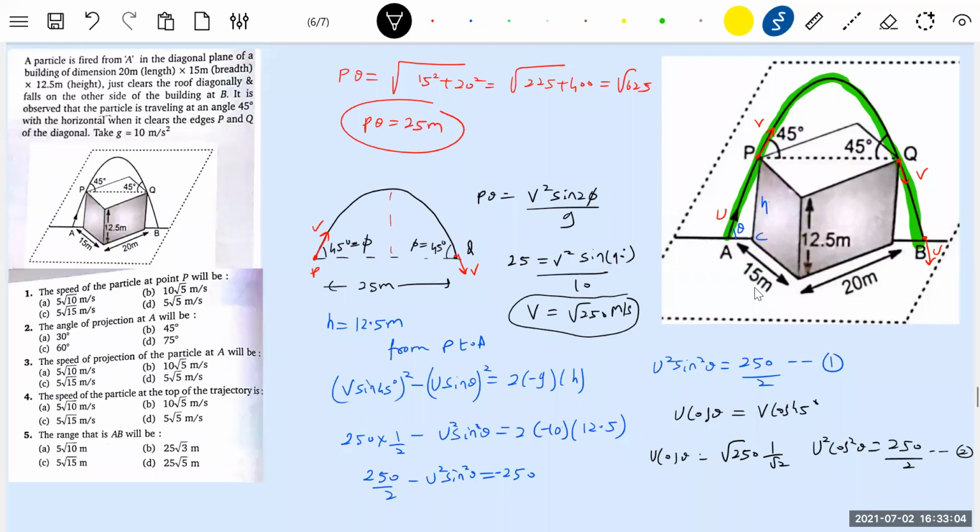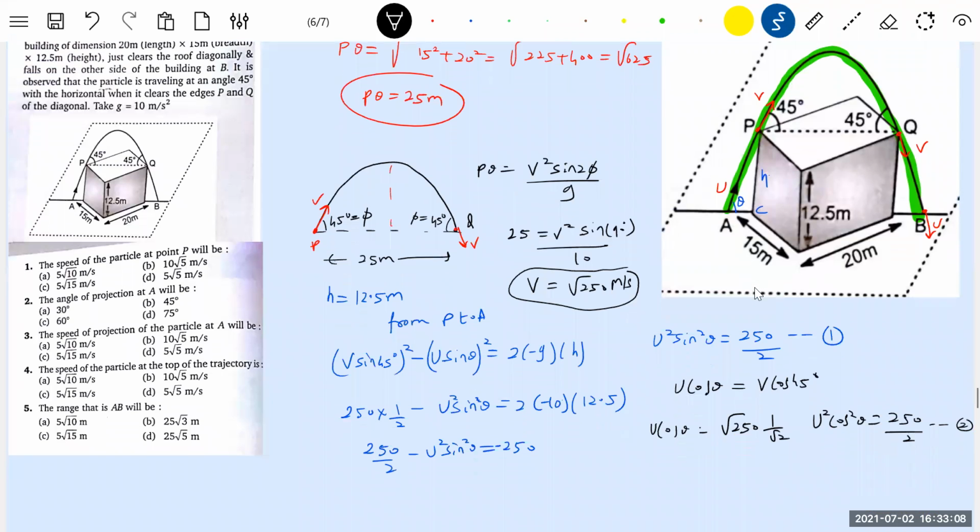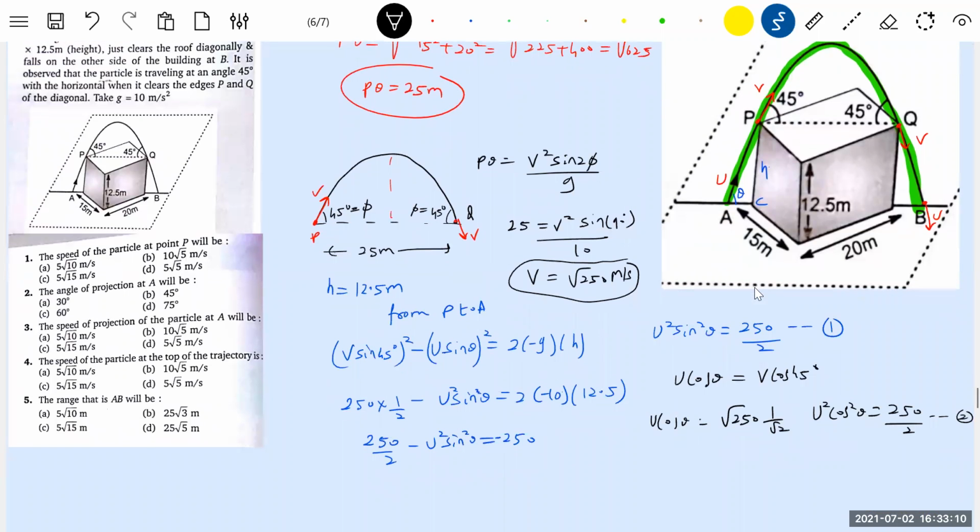Squaring 1 and 2, we will get U square. Once you know U square, most of the things you can manage very easily. 250. U square is 250, yeah? U is root 250.